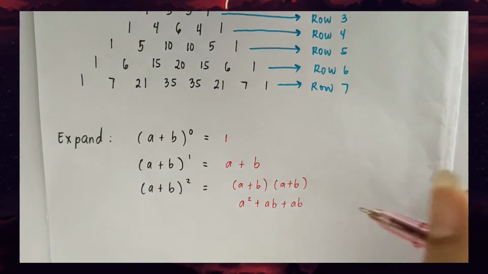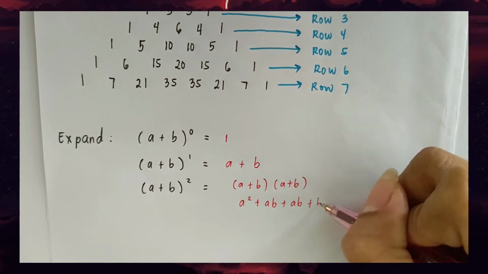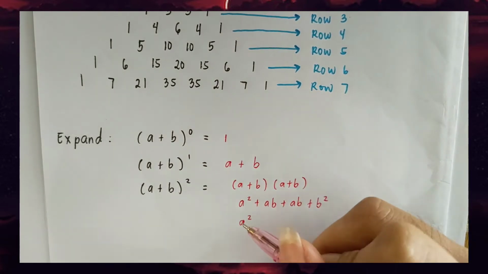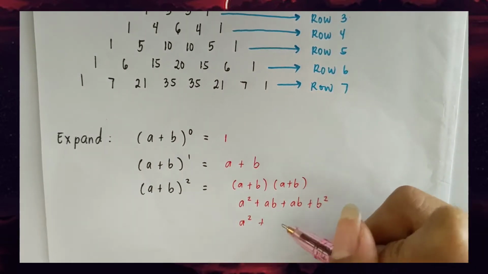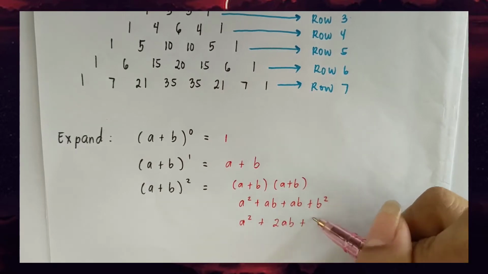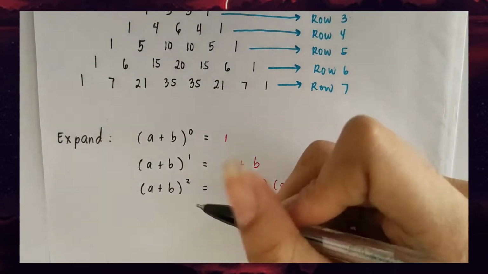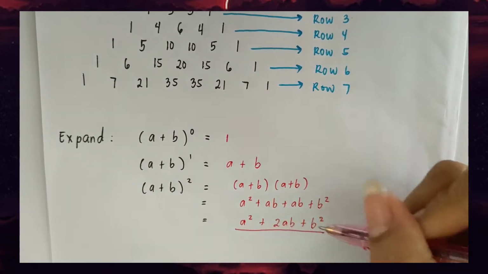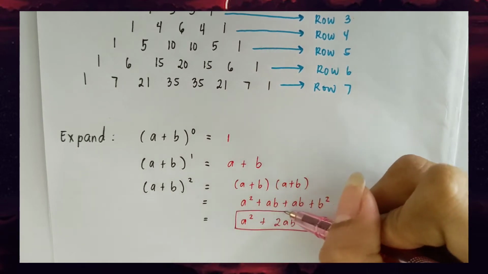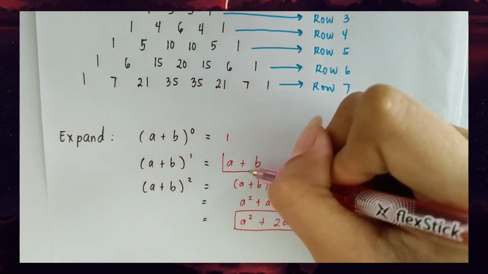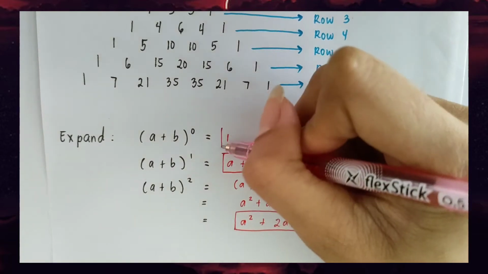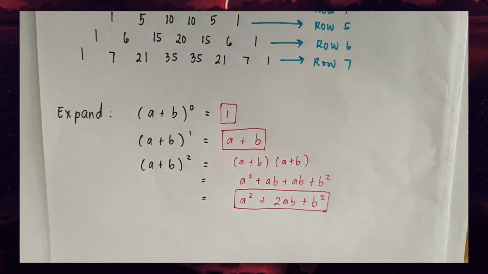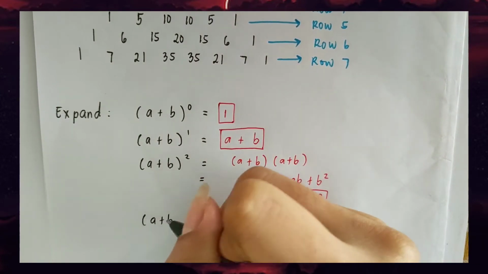or ba. And then b times b is b squared. And for us to simplify this one, combine like terms. So copy a squared plus ab plus ab is 2ab. Then copy b squared. This is now the expanded form or our answer for a plus b squared. So let me put boxes here.